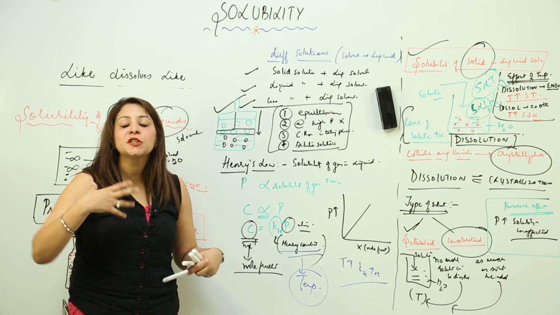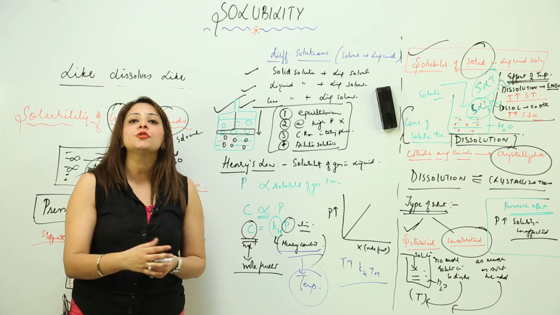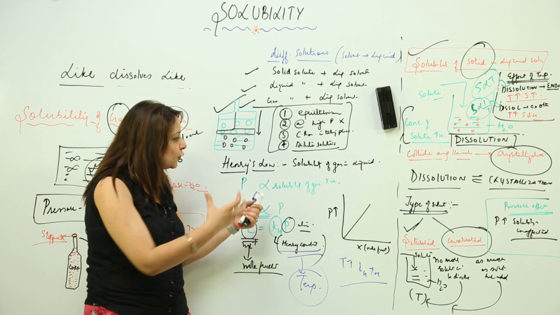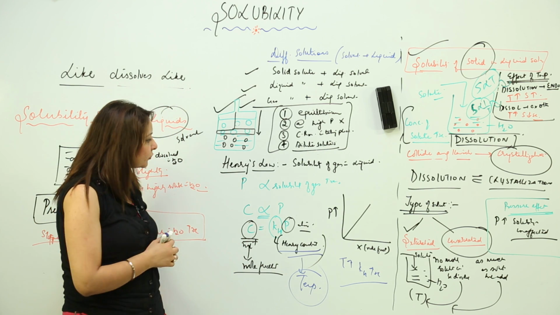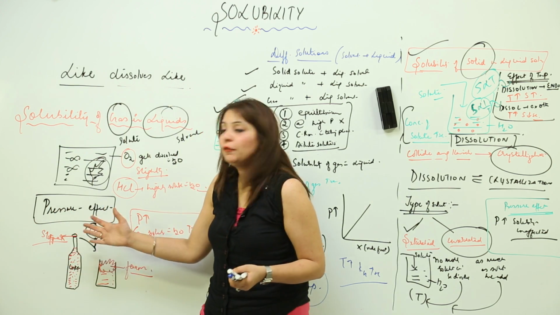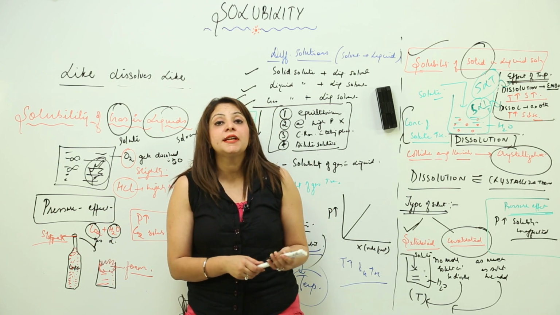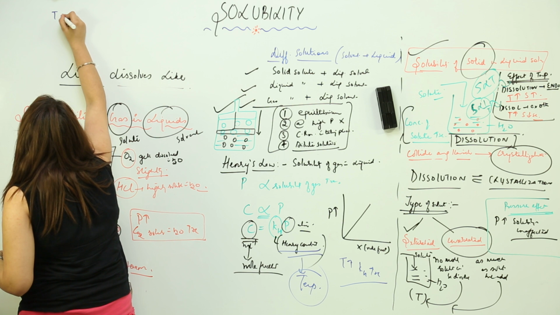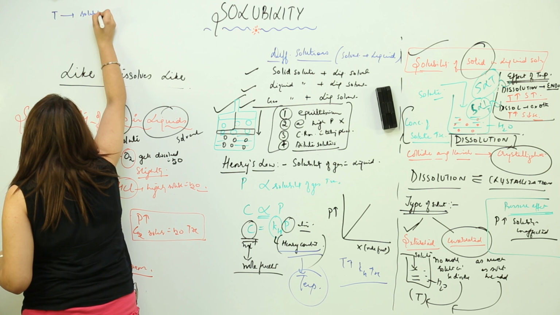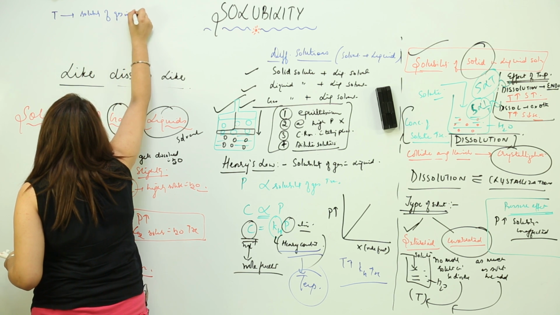It is just trying to explain how the solubility of a gas gets affected when you dissolve the gas in a given liquid, that is the solvent, right. Now the pressure factor we have already done, so let us focus on the temperature factor. What is the effect of temperature on the solubility of gas in liquid?